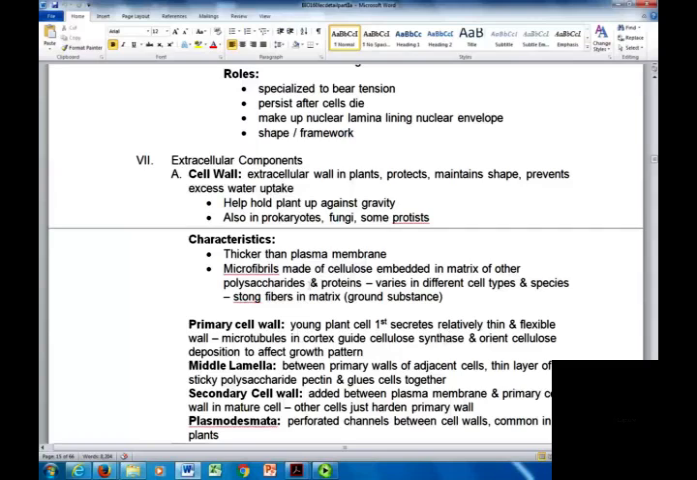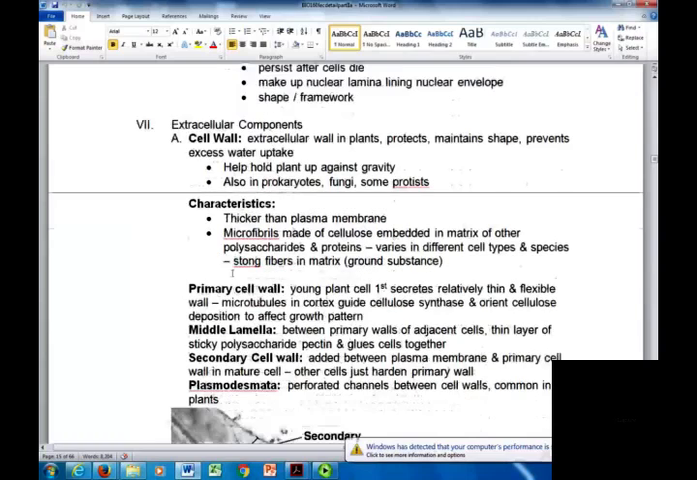So we do have some components outside of the cell. We have cell walls that are going to be extracellular in plants. These are going to provide protection, help maintain shape, and prevent excess water uptake. These cell walls are going to be what helps to hold the plant up against gravity and allows plants to get taller. They're made largely of the cellulose. Cell walls are also going to be in prokaryotic cells, the fungi, and in some protists. Cell walls are thicker than plasma membranes.